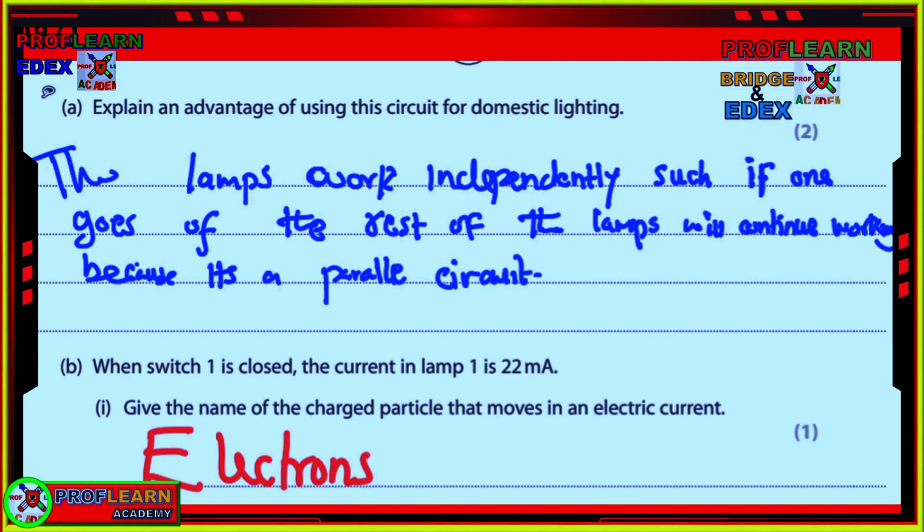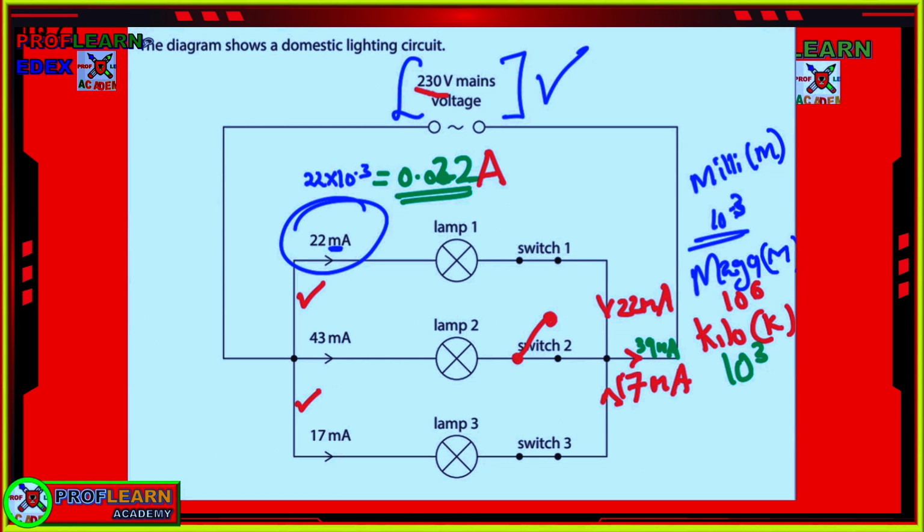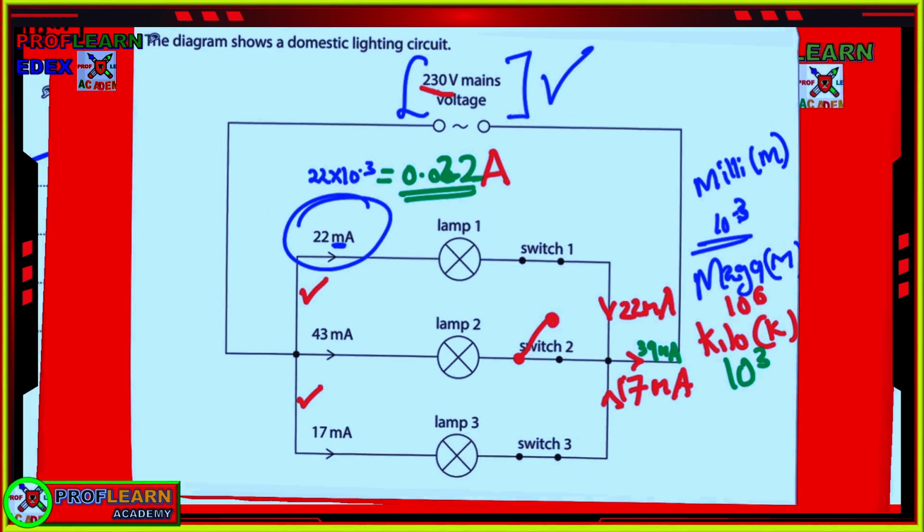Give the name of the charged particles that move in the electric current. Electrons are the ones that flow. So when electrons flow, when charge flows, that is the flow of current.